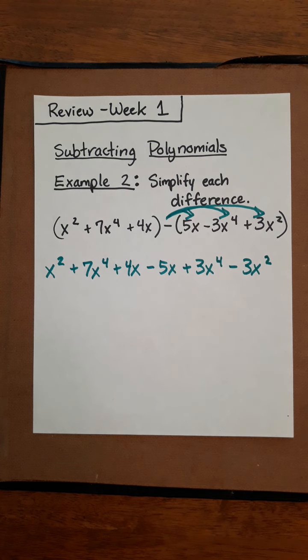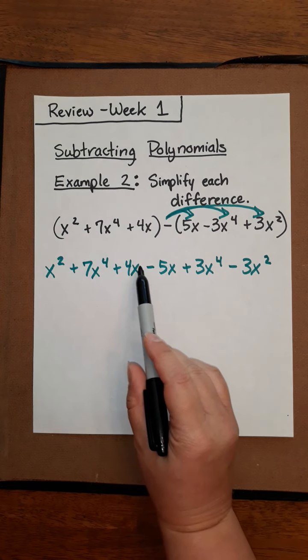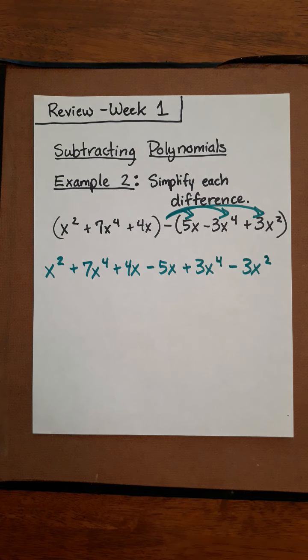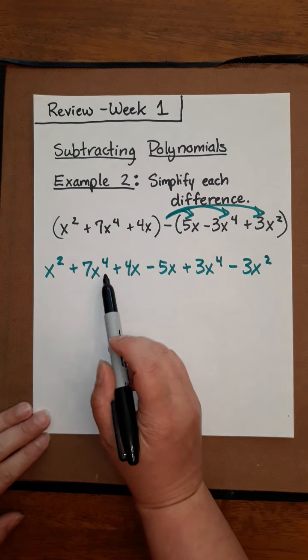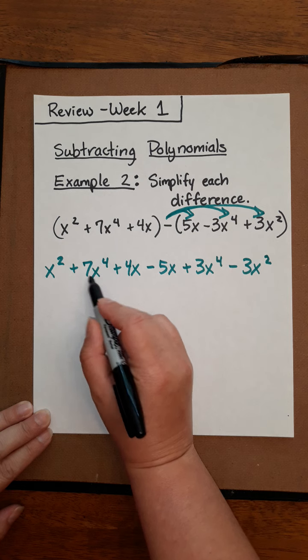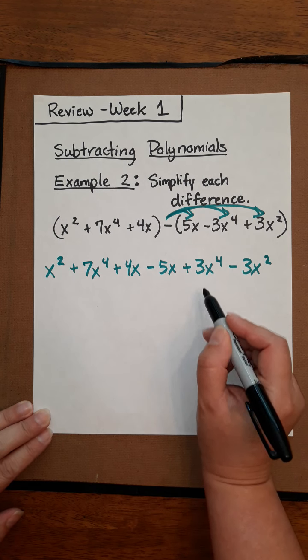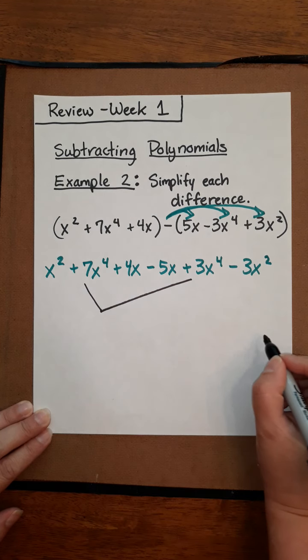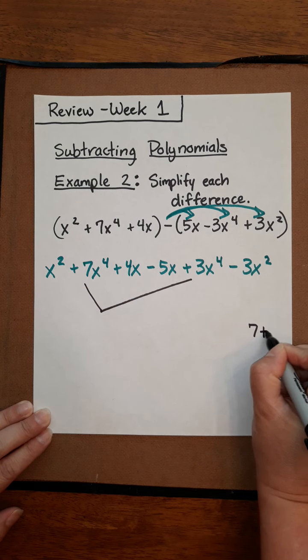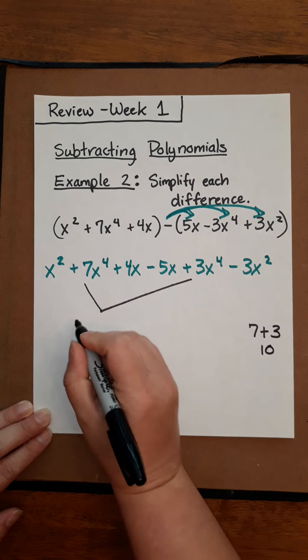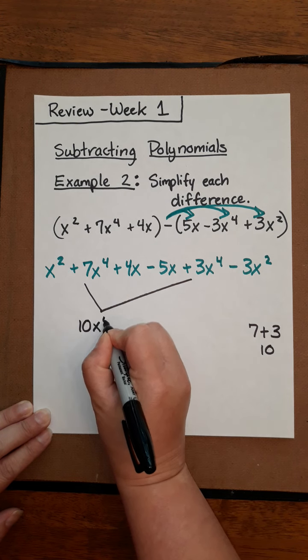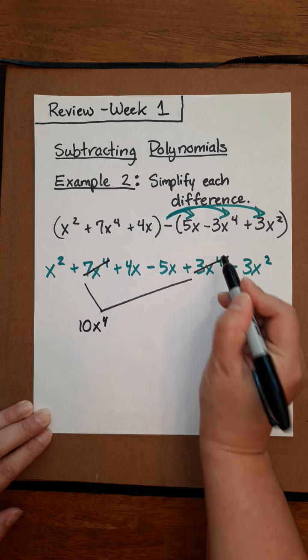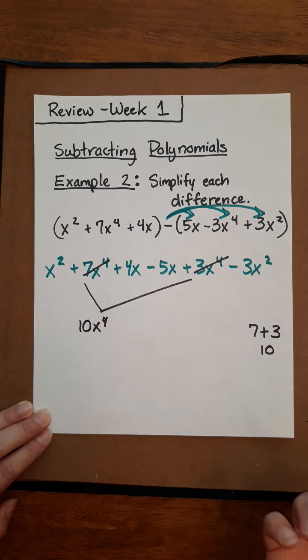Just like when we were adding polynomials, we're looking for the highest exponent. Well, I have 2, 4, 1, 1, 4, and 2. Our highest exponent is 4. So we're going to take 7x^4 and combine it with its like term of 3x^4. So I'm going to bring them over here. That means positive 7 and positive 3 gives us 10. So we're going to get 10x^4. Cross those out.